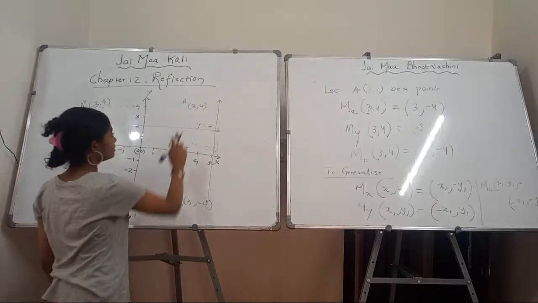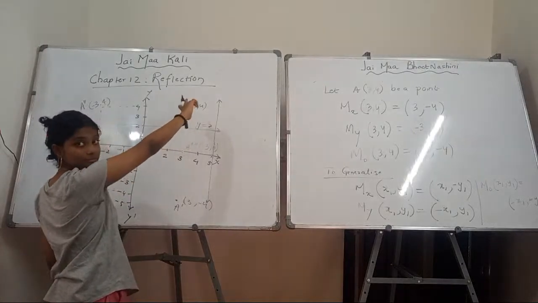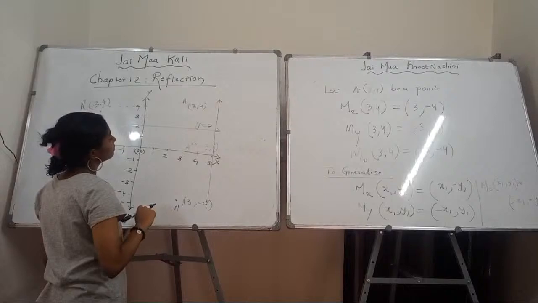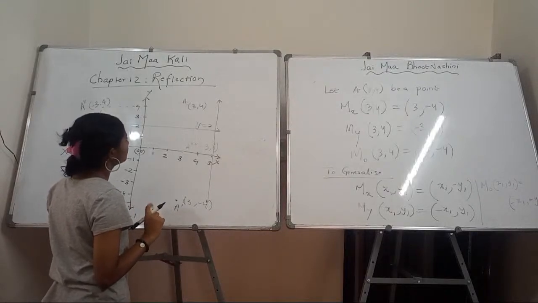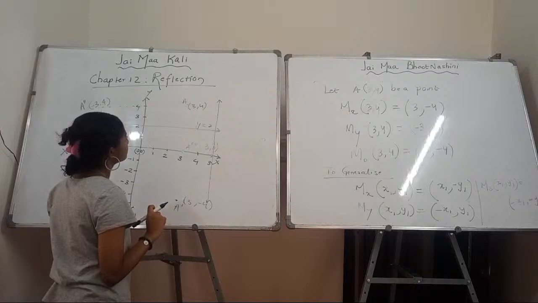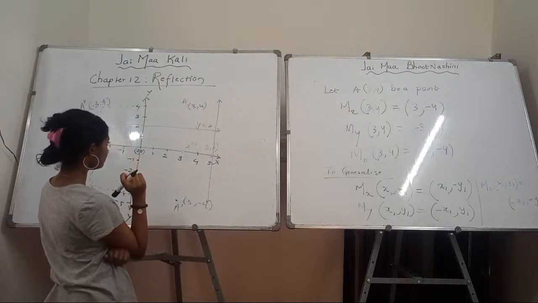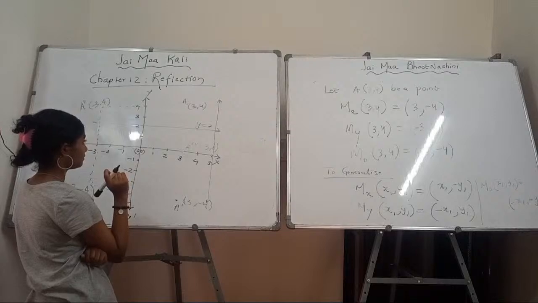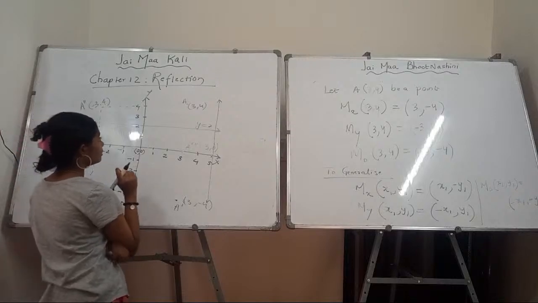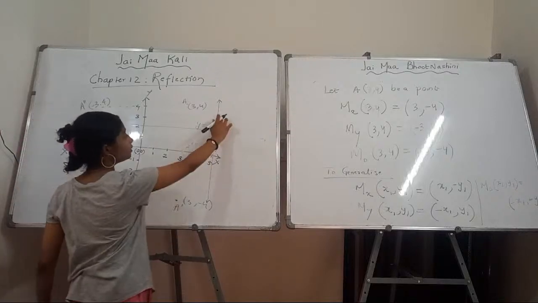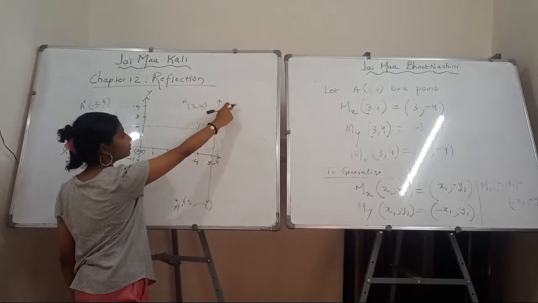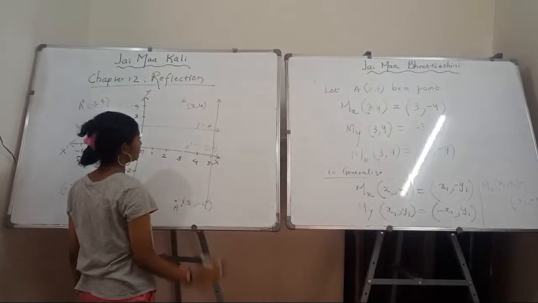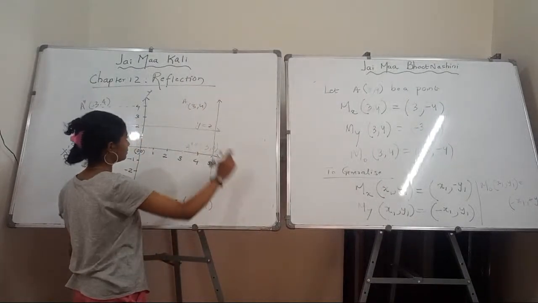Tell me, is this the mirror? Point A is reflected in what line? X is equal to 5. So where will the reflection be? Make it A dash. No, so here is the mirror. This is the mirror, yes. And on that side, you make the point, that is okay, but tell the right coordinates.